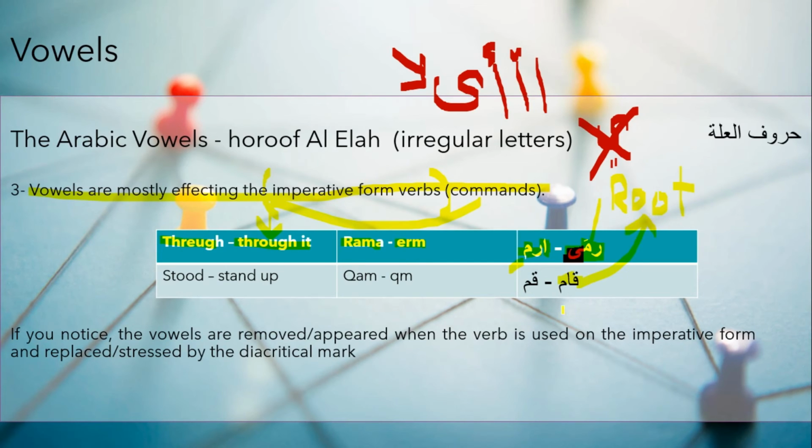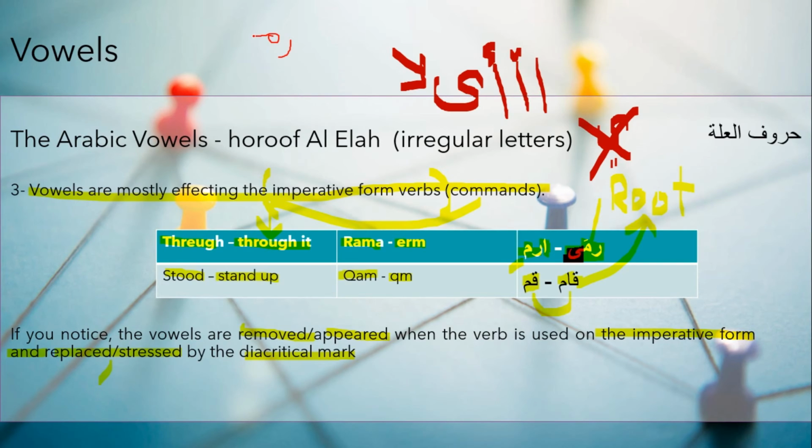Qama is the root. Qum is the command, the imperative form of qama. As you can see here, the alif is gone. Alif is not there anymore. That expresses why the vowels are sometimes removed or appear, replaced or stressed. There are two options here. And the diacritical marks play a very important role to express the vowels. If it's not the letter itself, then the diacritical mark is going to be used to express which vowel is going to follow that letter or replace that letter.